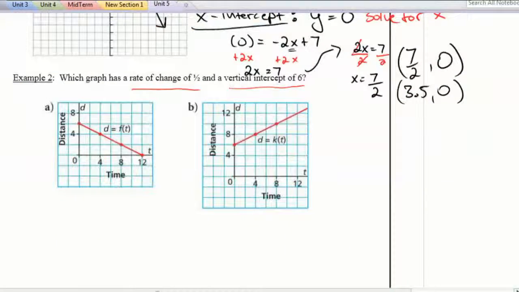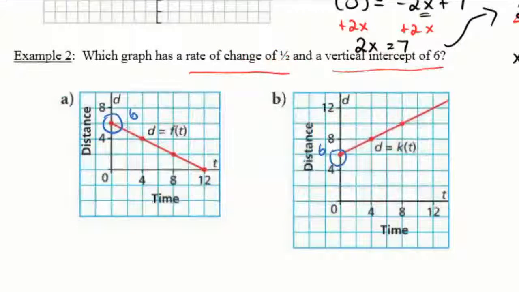If I look at the first one, I see that it crosses at 6, so that doesn't eliminate it. And this one is also crossing at 6. Okay, so they both cross at 6. So I've ruled out the idea of them having a unique y-intercept. So they both cross at 6. So now I'm stuck with this rate of change.